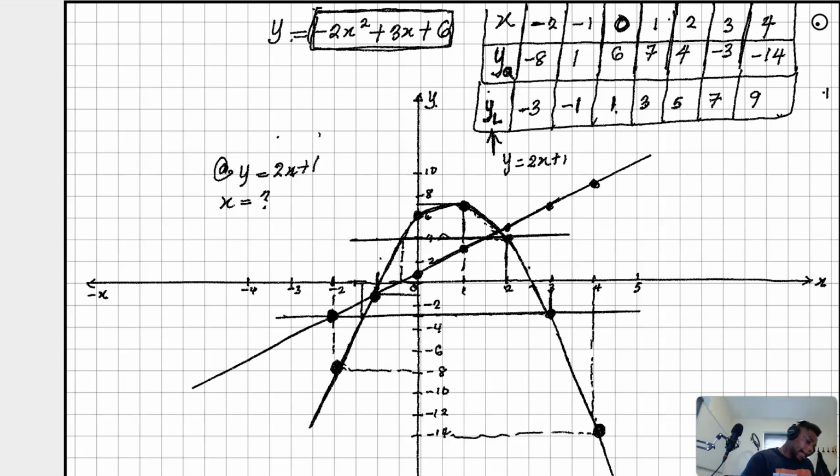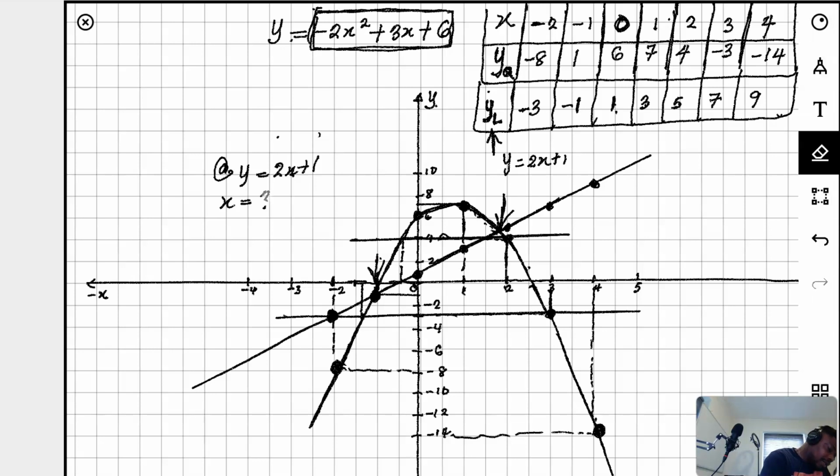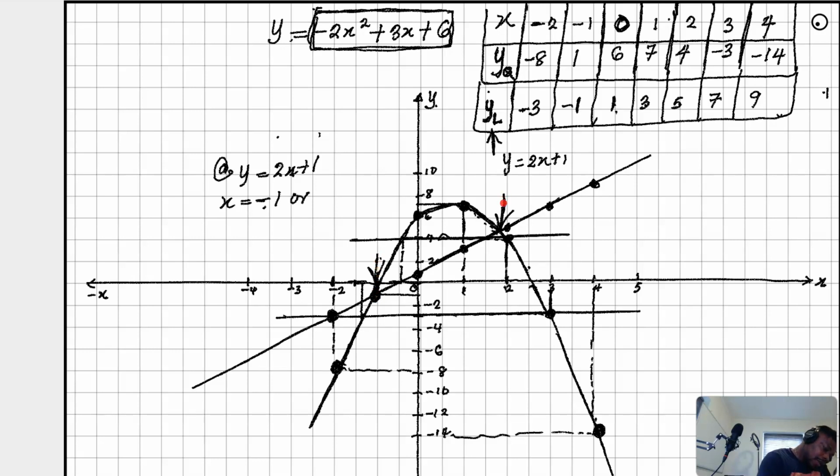Okay, now we have drawn our straight line, but where is that straight line meeting the curve? That is the value of x. So the straight line is meeting the curve here and here. Okay, so what is the value of x here? Value of x here is minus 1. Or what is the value of x here? Trace it down. Value of x here is like 1.75. Okay?